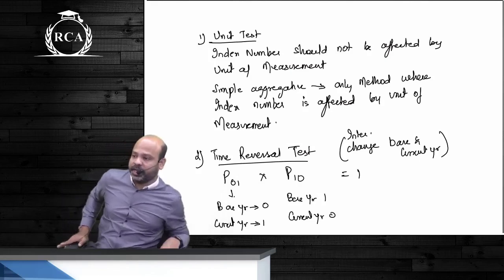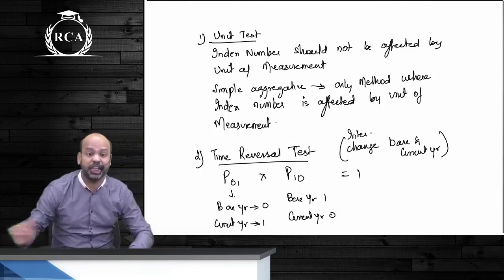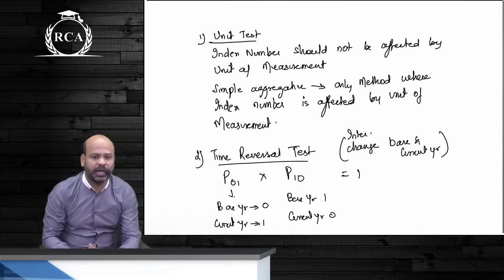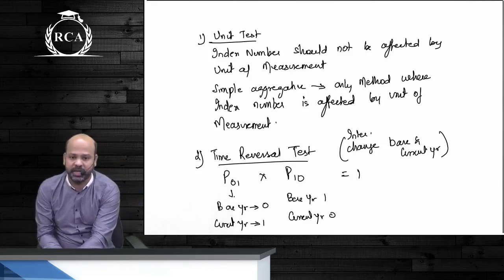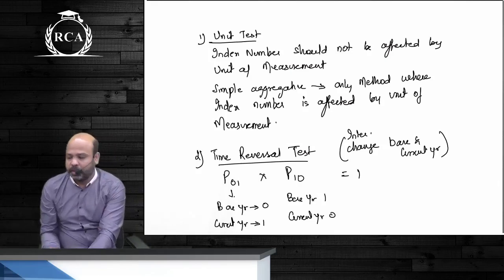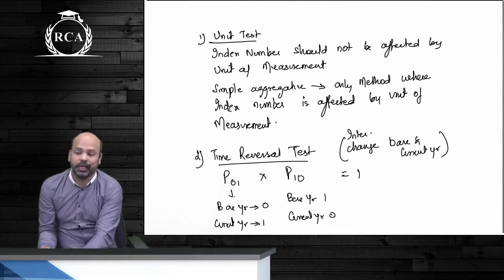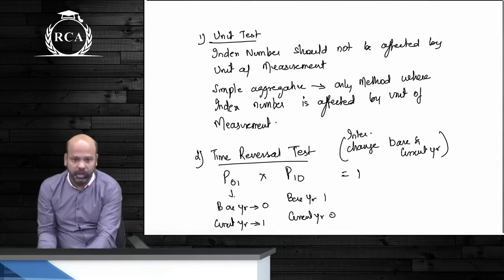Under unit test we will have to check whether the index number, guys, is getting affected by a change in unit of measurement. We will have to check whether the index number as such, beta, is getting affected by a change in unit of measurement. So all the index numbers as such, beta, satisfy unit test except simple aggregative. Are we clear about it?